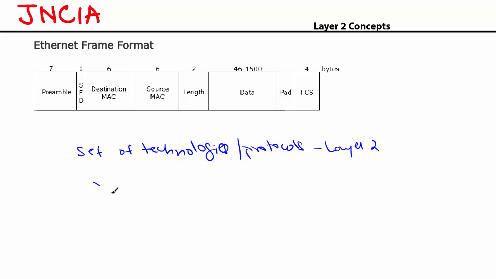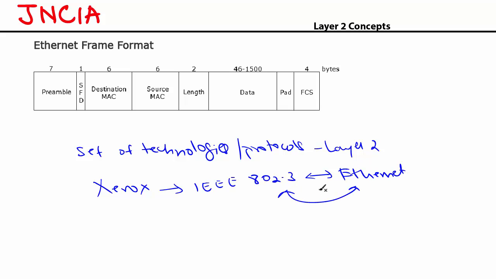Ethernet was originally developed by a company called Xerox, and it was later on standardized as IEEE 802.3. So you may hear IEEE 802.3 and Ethernet, both these terms being used interchangeably. Both of these actually refer to the same thing. The most important thing about Ethernet is the Ethernet frame format.